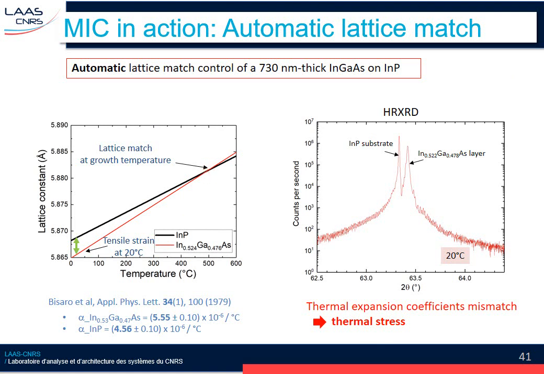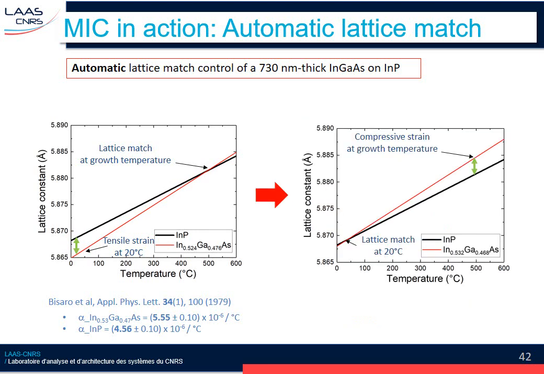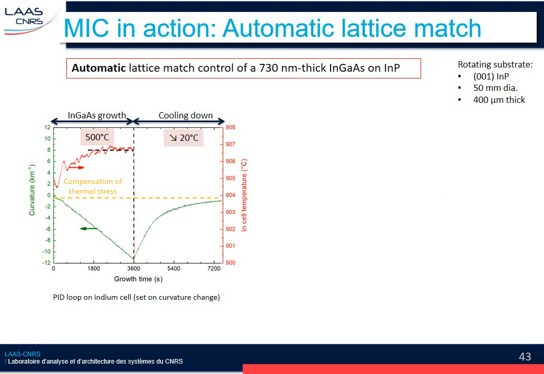We were in this configuration. So here is the lattice parameter of indium phosphide, and here in red the lattice parameter of indium gallium arsenide. We aimed at a lattice match at growth temperature, and so we were not matched at room temperature. The strategy to have a perfect alignment at room temperature is then to look at misalignment, to grow gallium indium arsenide in a compressive state to compensate the change in lattice parameter when we cool down the sample. That's what we did here.